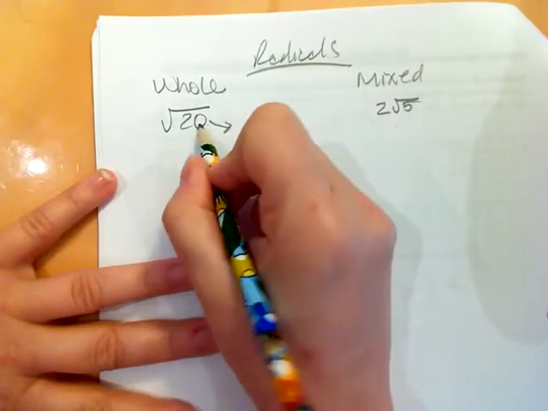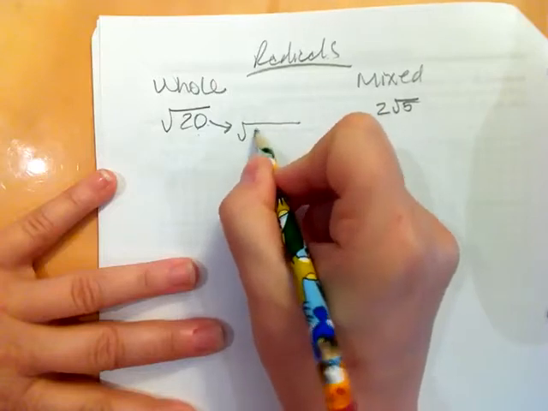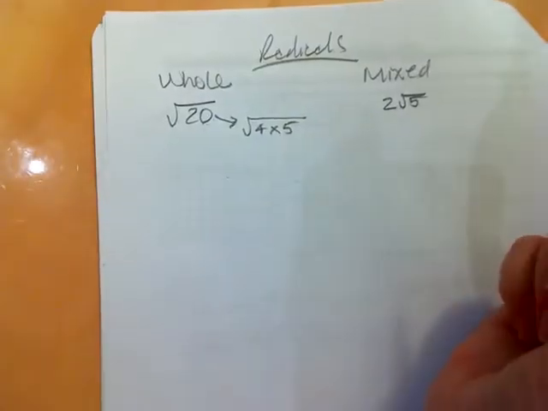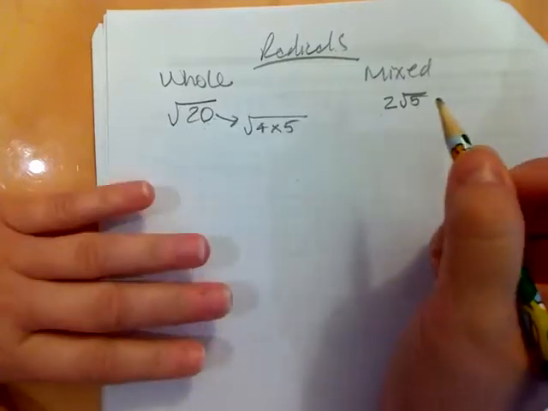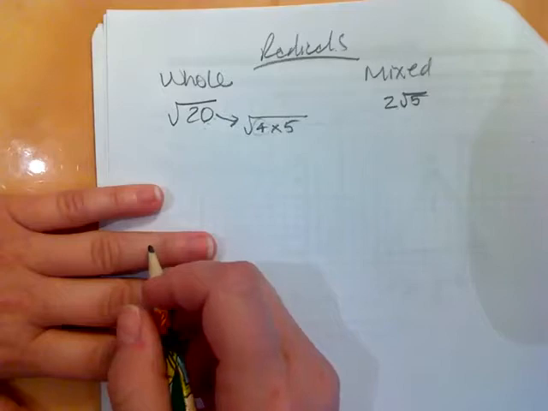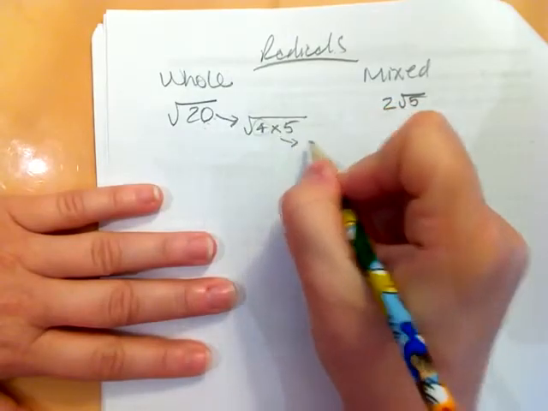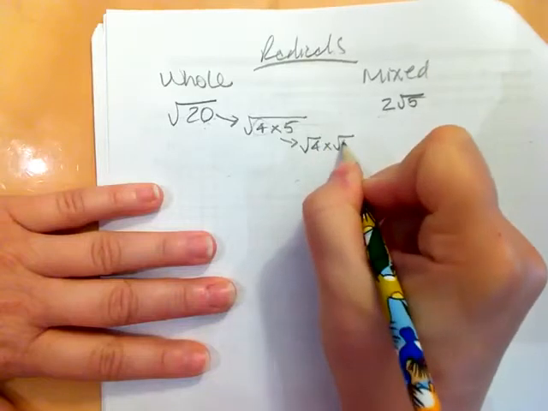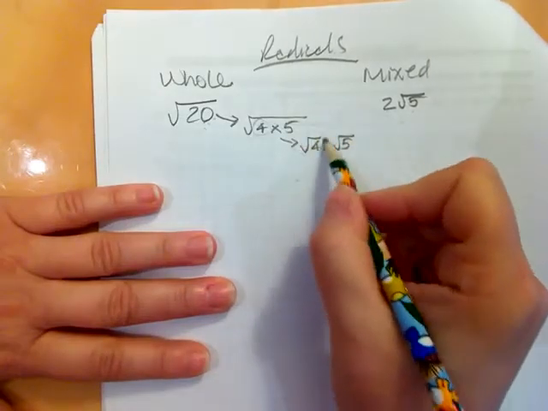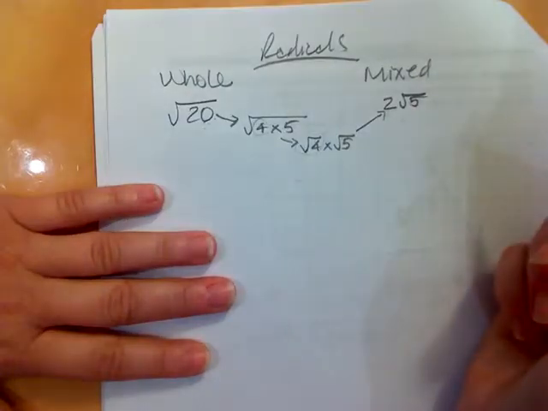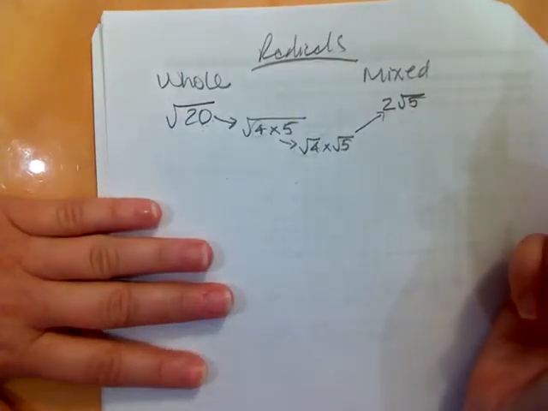You break this down to a perfect square times something else that it's equal to. So of course 20 is equal to 4 times 5, and one of those numbers is a perfect square. Next, you know that this is the same as root 4 times root 5, and you know the root of 4 is 2, and then the root 5 stays underneath there. And that's basically how you do it.